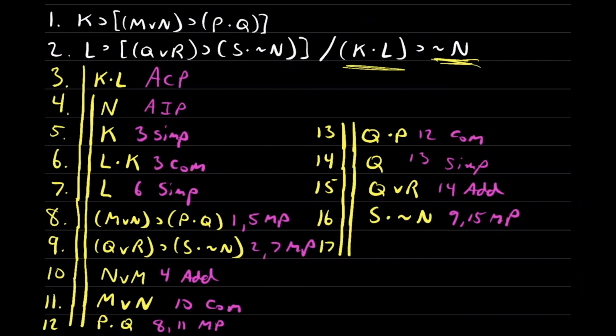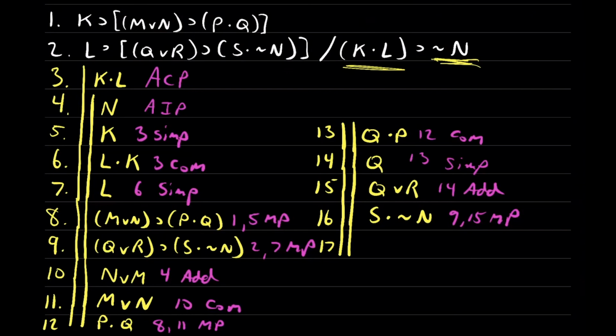I see the contradiction we're going to get here. On line 4, we have N, and line 16 says S and not N. So if we simplify not N out, we'll get N and not N, and that'll be our explicit contradiction that we were looking for. And then I'll talk about how to wrap this up here in just a moment. But let's get not N on its own line first.